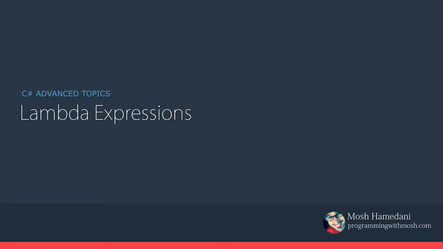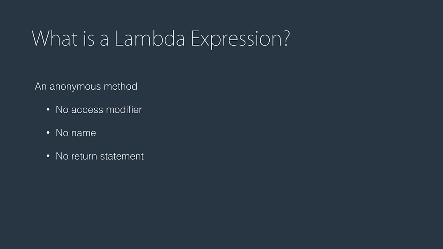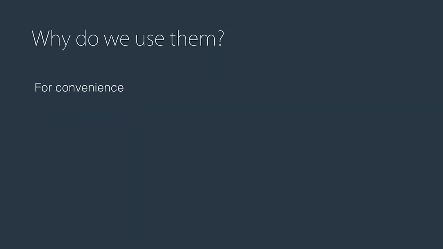What are these lambda expressions? A lambda expression is nothing but an anonymous method. That is a method that has no access modifier, like public or private. It has no name, and it has no return statement. Why do we use them? Why do we use anonymous methods? For convenience. We can write less code and achieve the same thing. Plus, our code would be more readable.